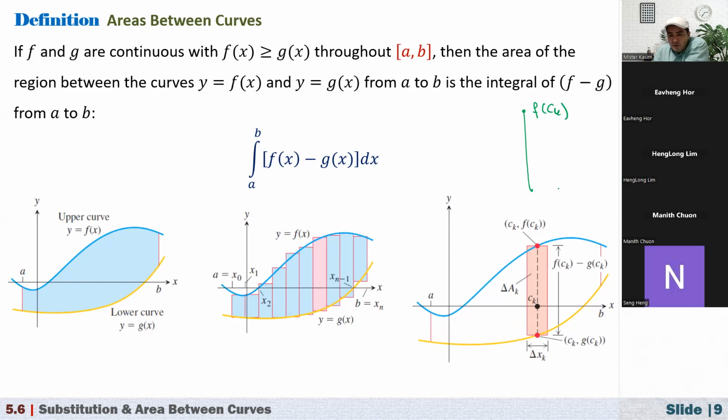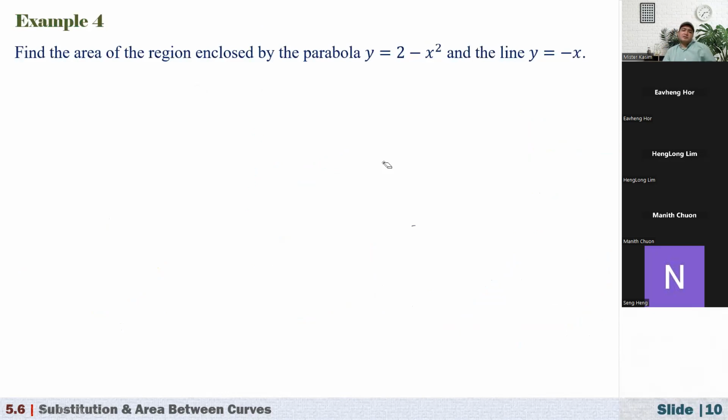And how about this bottom part? That is g of c sub k. And what is the height? This height is equal to f of c sub k minus g of c sub k, right? So that's why here we have this function. And after that, this dx means that it is the width, that's our delta x. And this integral means just summing up all of these rectangles. Intuitively, you should understand it like this.